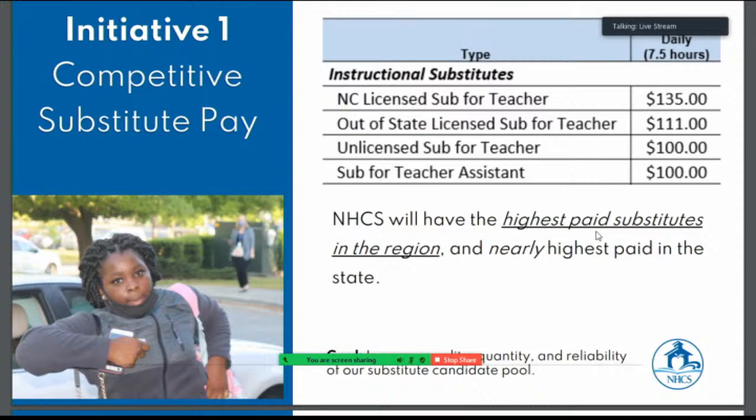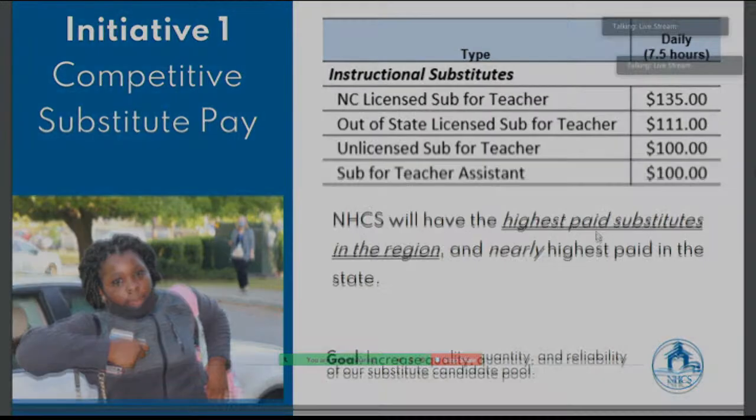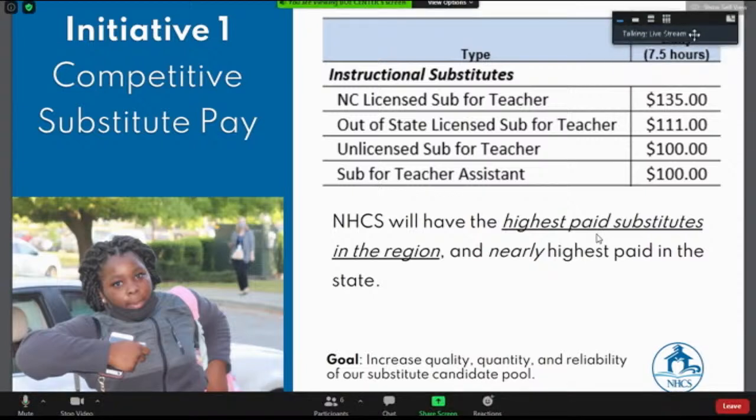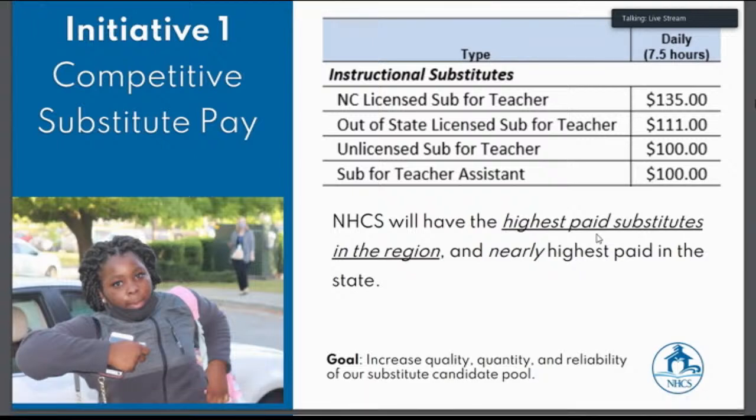So the first one, you have seen this before, is to increase our substitute pay rate to those areas that you see on the screen here. It would increase our licensed certified fill rate to 135, and it works downward from there for the rest of the options. This will make us the highest paid substitutes in the region, and I can only find one district in the state that is outpacing this, and that is Alamance-Burlington with 153.